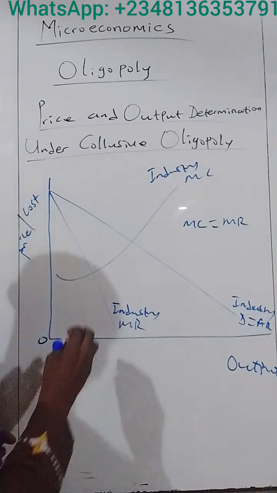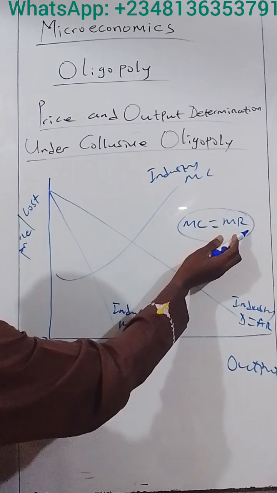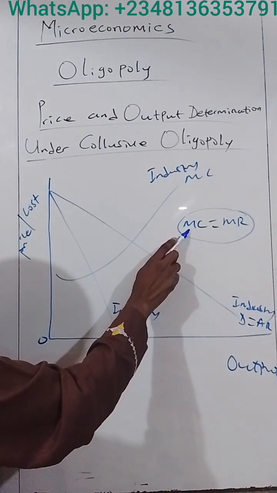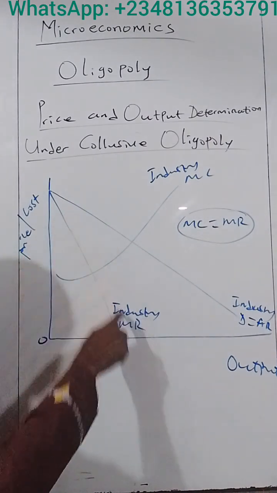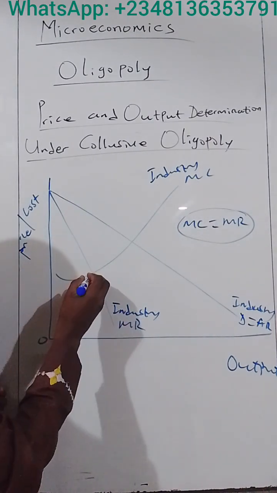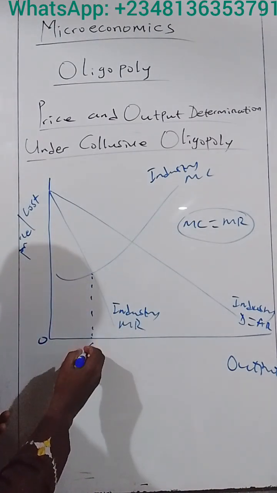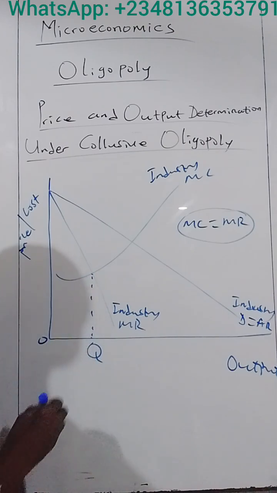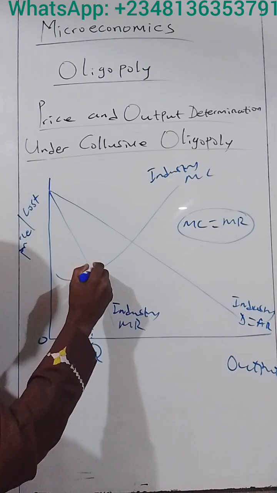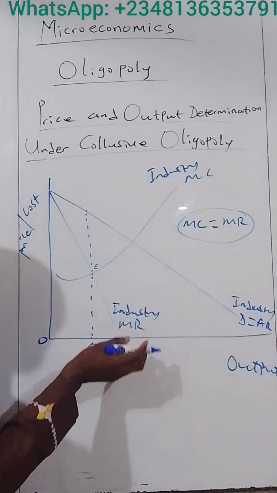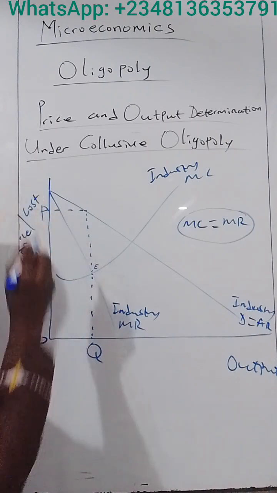Because they want to maximize profit, and you remember this is the profit maximization condition for any firm, when MC is equal to MR, you can see this is the industry MC curve and this is the industry MR curve. This is where they intersect. At this point, they are going to maximize profit jointly. If I name this output Q, then to determine the price, I name this equilibrium E, trace it to the demand curve, and then trace it back to the price line. So this is P.